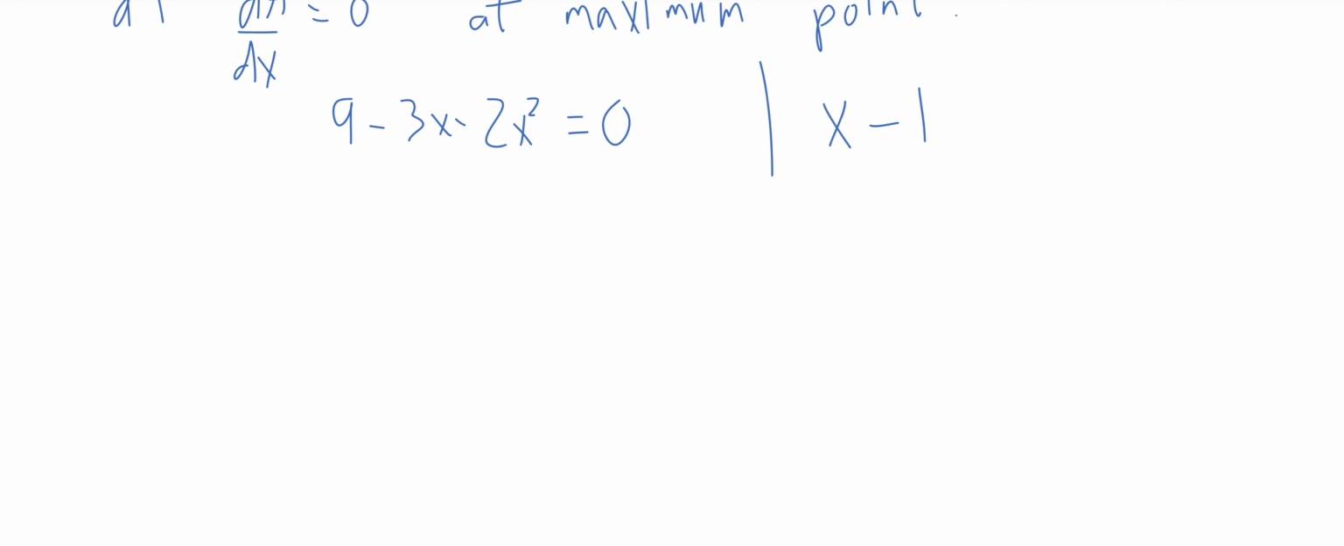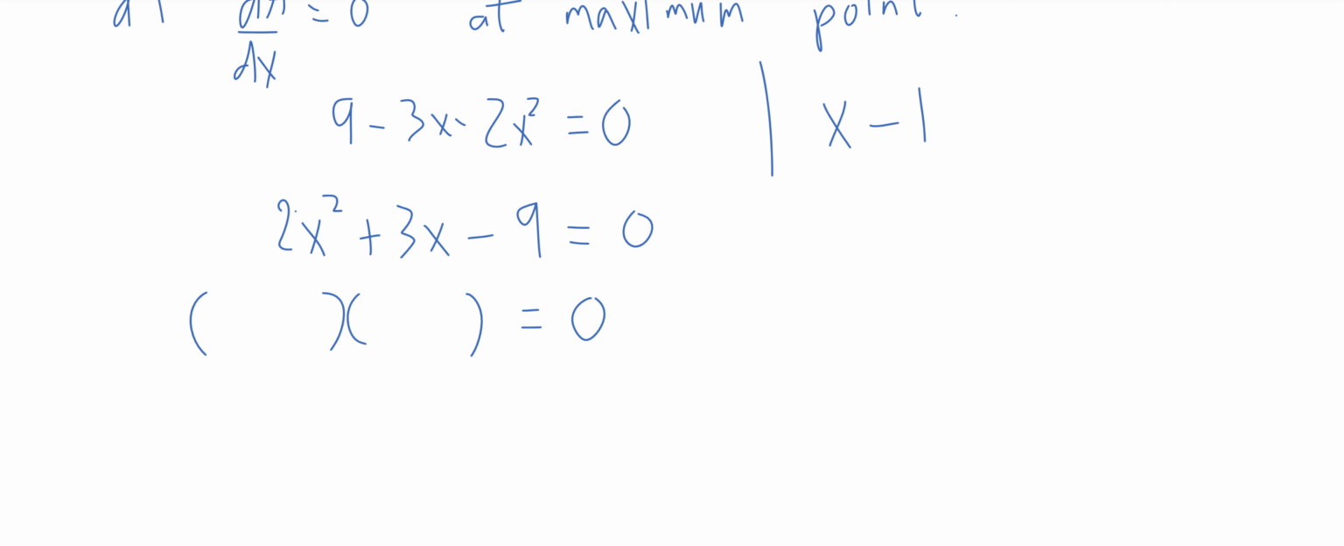So multiplying everything by minus 1 gives minus 2x squared times minus 1 is 2x squared. Minus 3x times minus 1 is plus 3x. 9 times minus 1 is minus 9 equals 0. So factorizing quadratics involves two sets of brackets equaling 0.